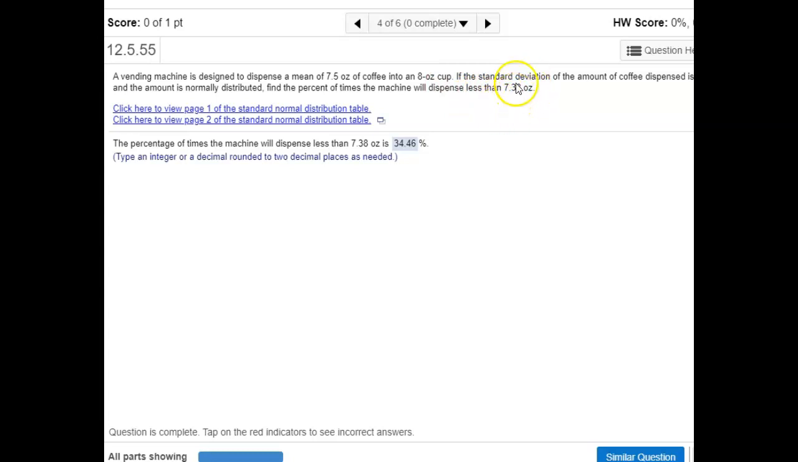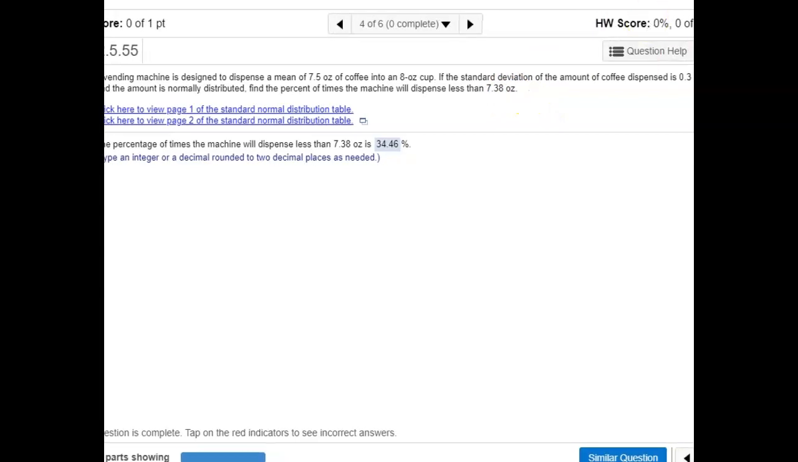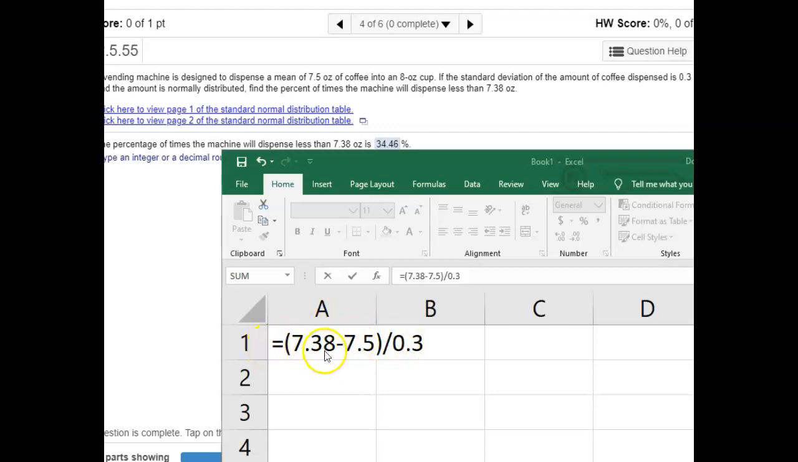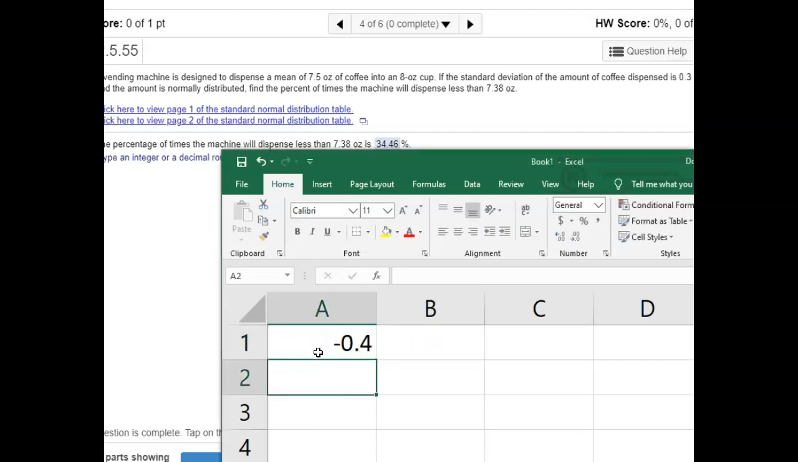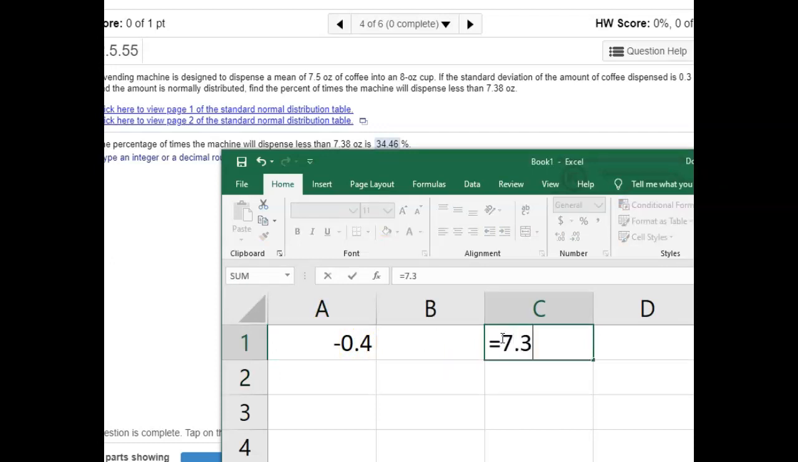So how do you find a z value? You take your number, subtract the mean away. We're trying to see how far away it is from the mean. And then you divide by the standard deviation, which was 0.3 in this case. So here I have it typed into my calculator. I'm using Excel. 7.38 was my value. I'm subtracting away the mean to see how far away my value is from the mean, and then dividing by 0.3. Now I use parentheses. You have to make sure you divide that entire result by your standard deviation.